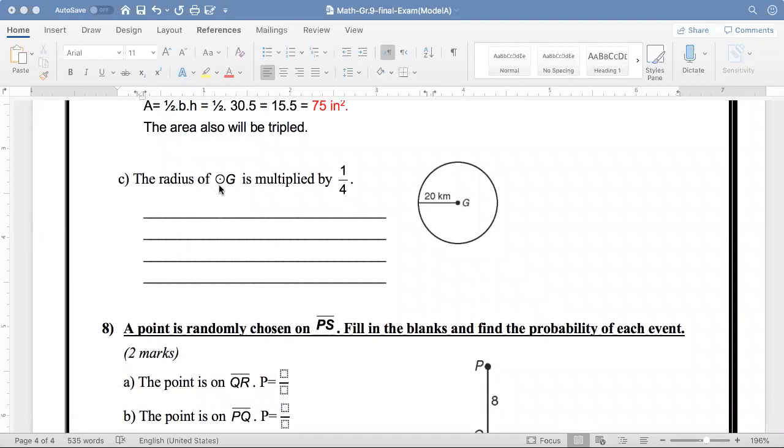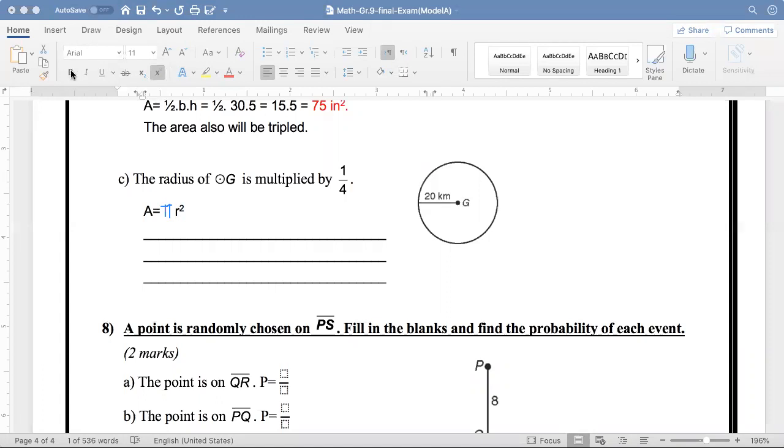The radius of circle G is multiplied by 1/4. So first I'm going to get the area of circle G. What is the formula of the area of the circle? It is equal to pi r squared.